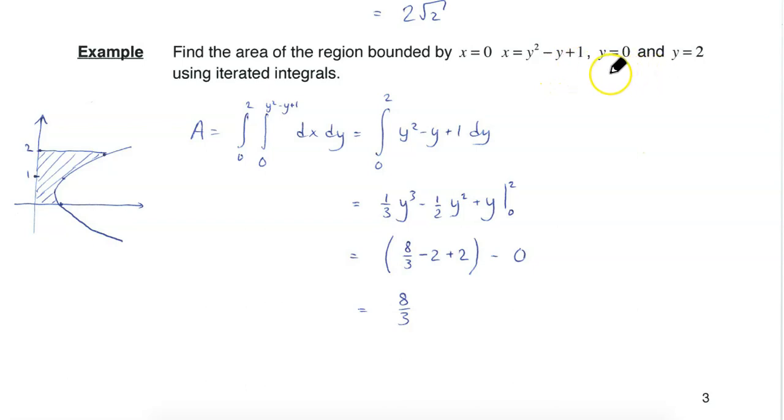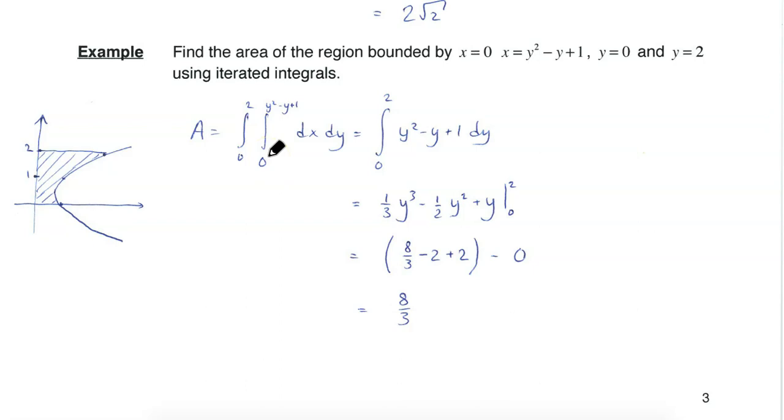Maybe let's focus on the easier part here. Y goes from 0 to 2. So we're going to use that as the outer integral. Y goes from 0 to 2. And then that means the inner integral can have y in its limits.